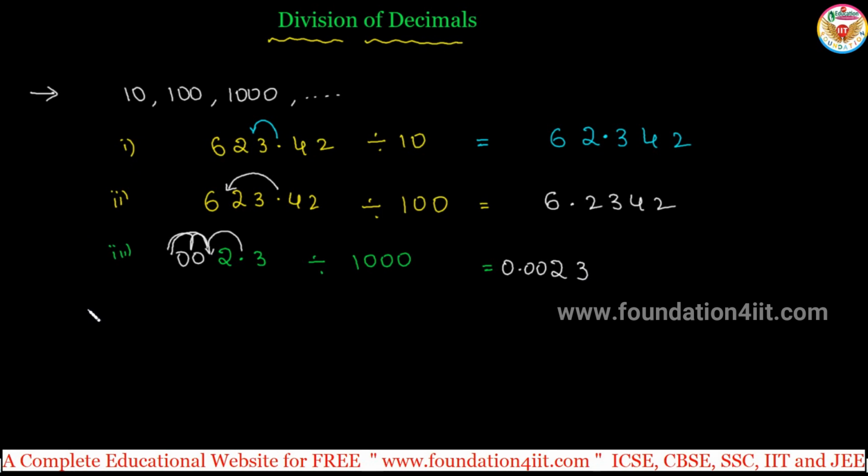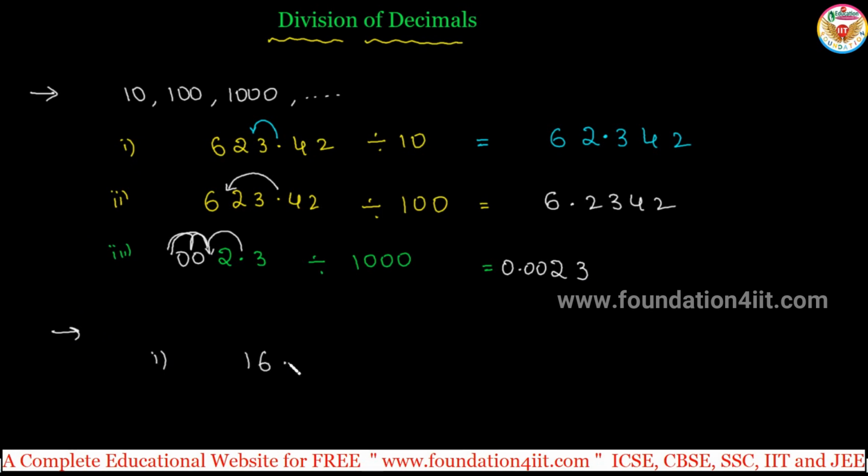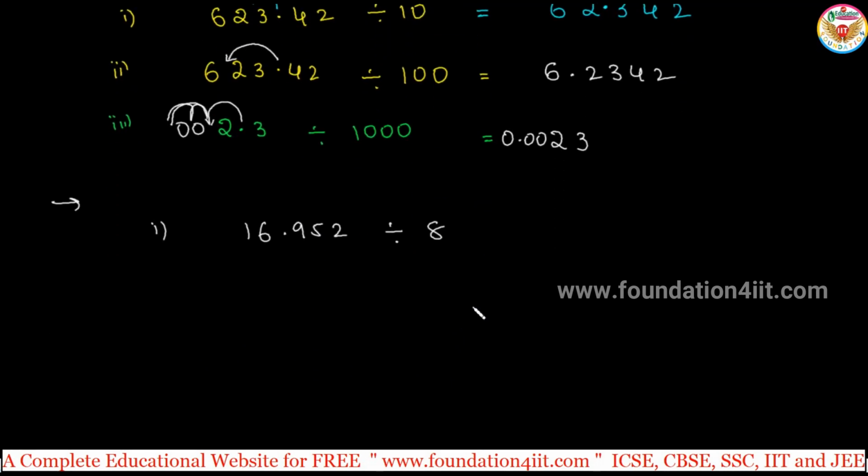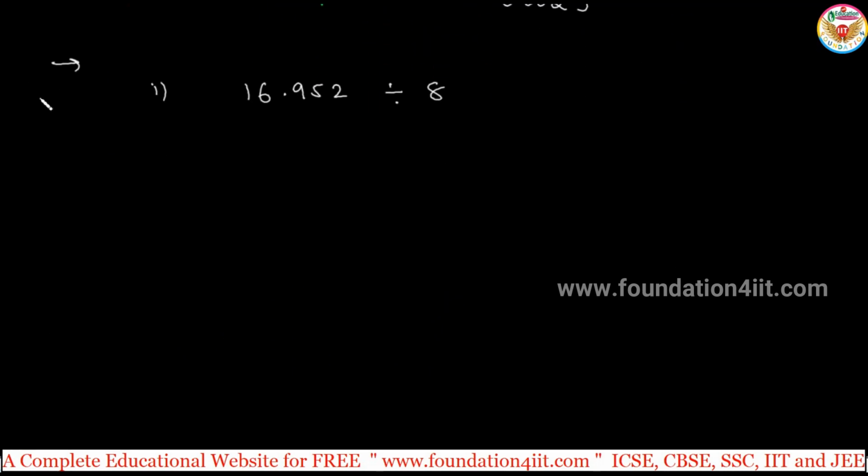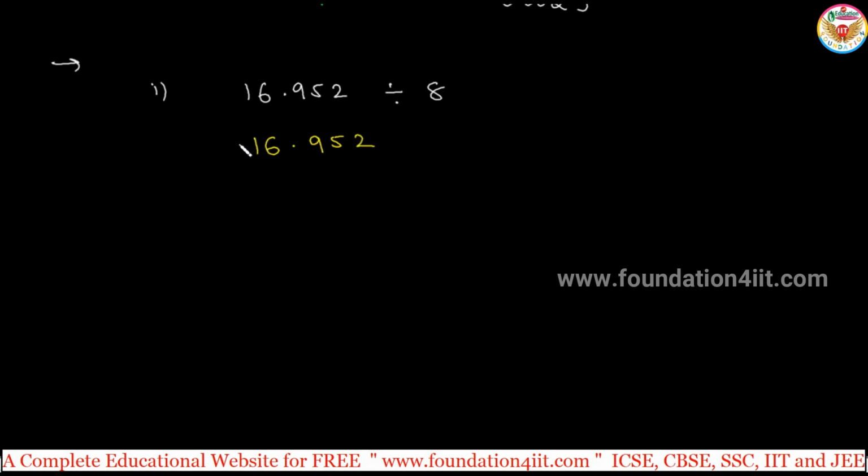One more is division by a whole number. Let us take one example, dividing by a whole number: 16.952 divided by 8. 8 is a whole number. Now do the division. You can do normal division without considering the point. Let us keep the point, but we'll do normal division the same way.